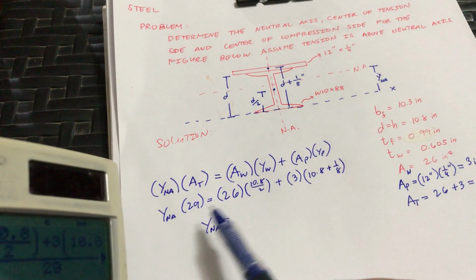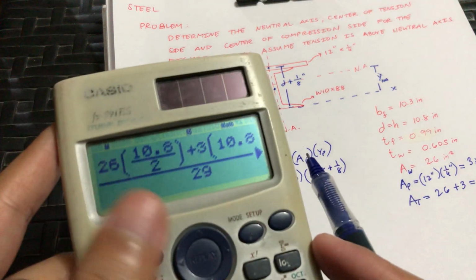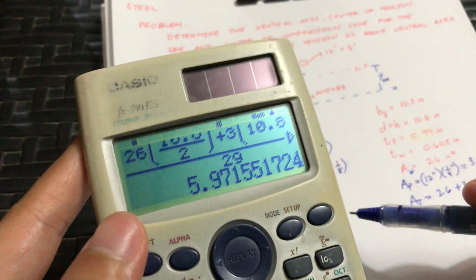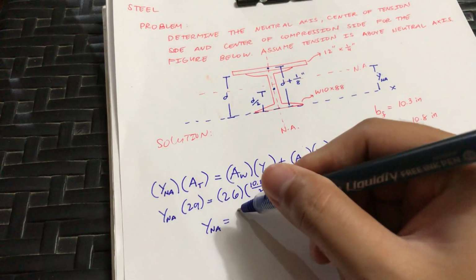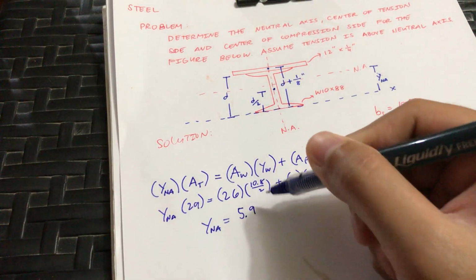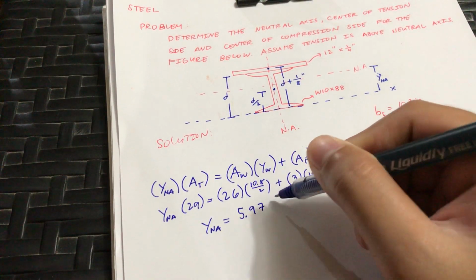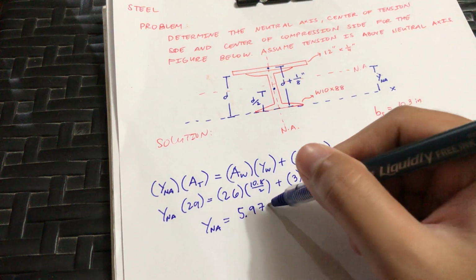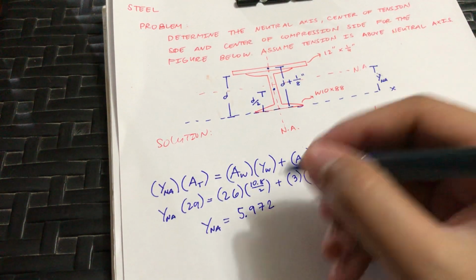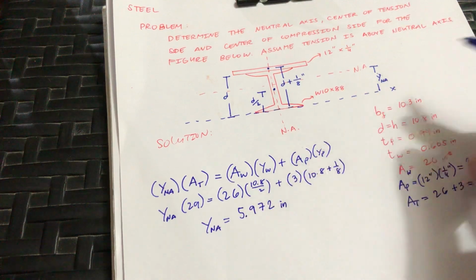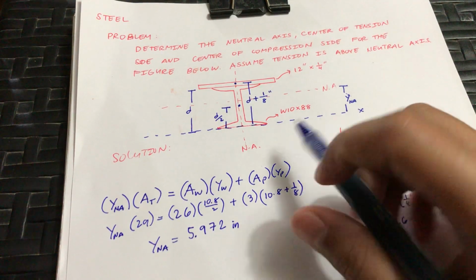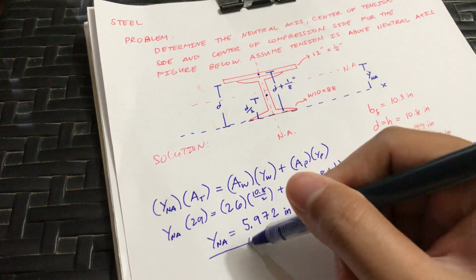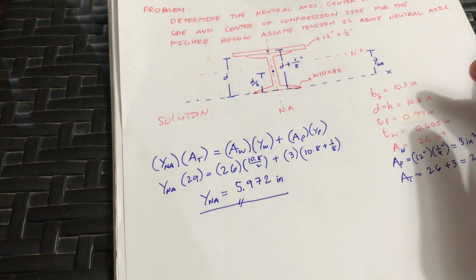So we transfer 29, cross multiply to the other side. So the ȳ is 5.972 inches. Okay, 5.972 inches. So we now have the first answer of our problem.